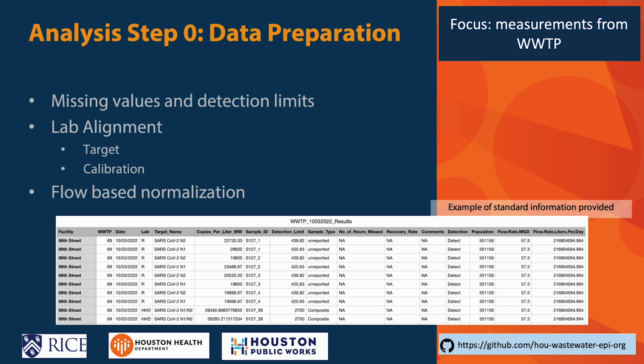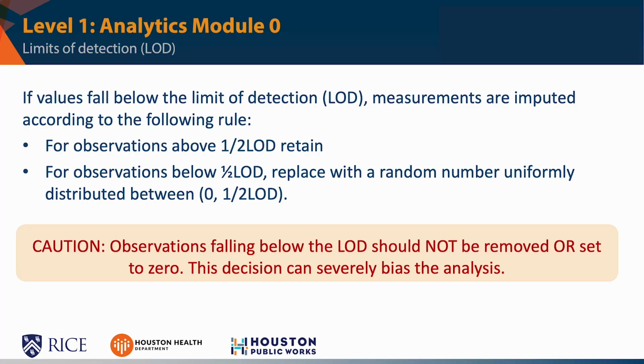Since our data is used in many different analyses, it is important to impute values when non-detects are observed. As the caution sign says, these non-detects should not be removed or set to 0. This decision can severely bias the analysis. Our rule for imputation is as follows. For observations below the LOD but above half the LOD, retain that value. For observations from 0 to below half the LOD, replace with a random number from a uniform distribution 0 to half the LOD.